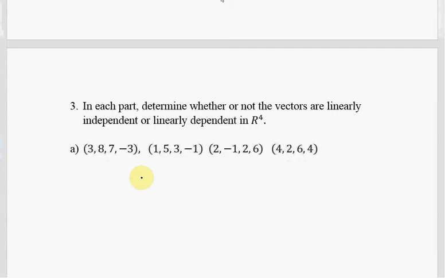Yes, sir. That's what that theorem says, that if R is greater than N, it's always linearly dependent, yes. And then the flip side of it, if R is less than N, then you can't span the vector space, so it won't be able to span.